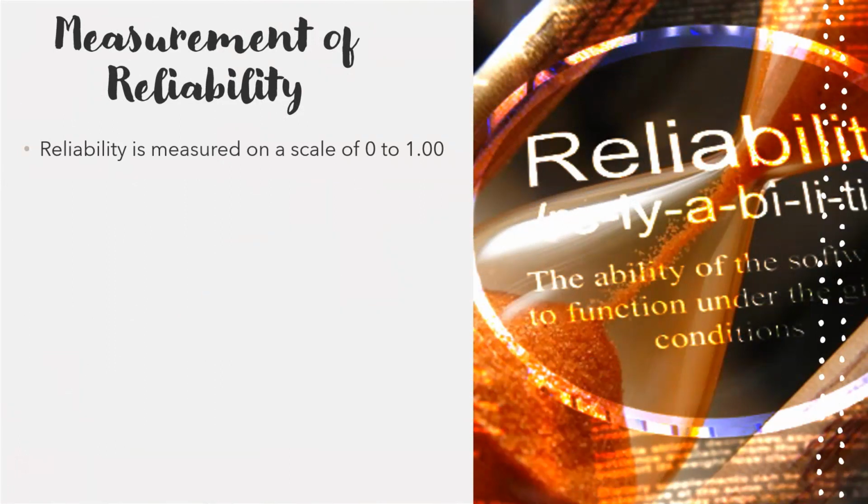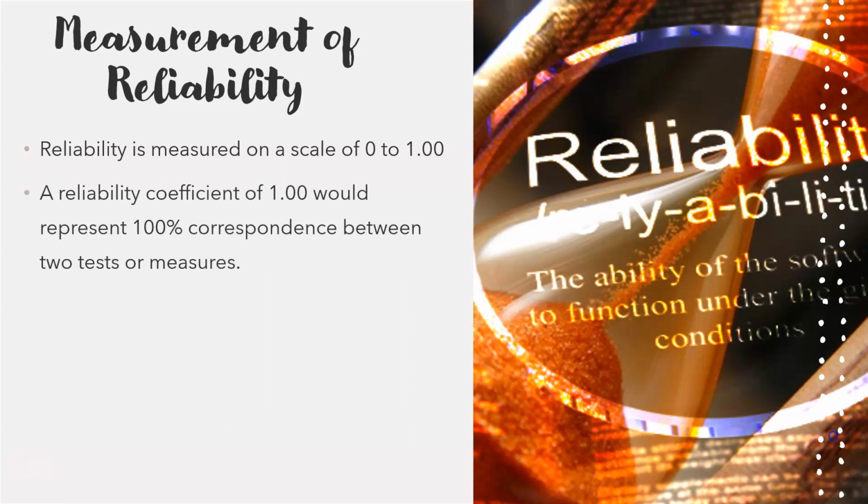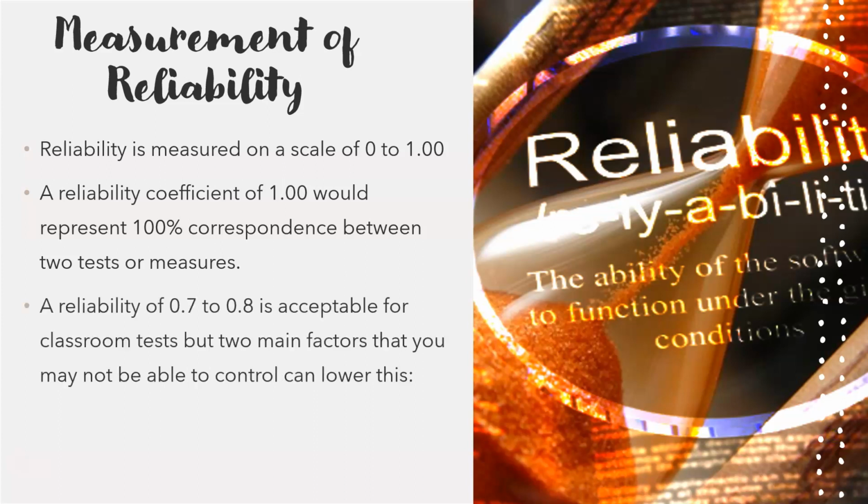As for the measure of reliability, reliability is measured on a scale of 0 to 1. A reliability coefficient of 1 would represent 100% correspondence between two tests or measures. A reliability on a test of 0.7 to 0.8 is acceptable for these classroom tests, but two main factors that you may not be able to control can lower this. First, an insufficient number of test questions. Second, an insufficient number of test takers.